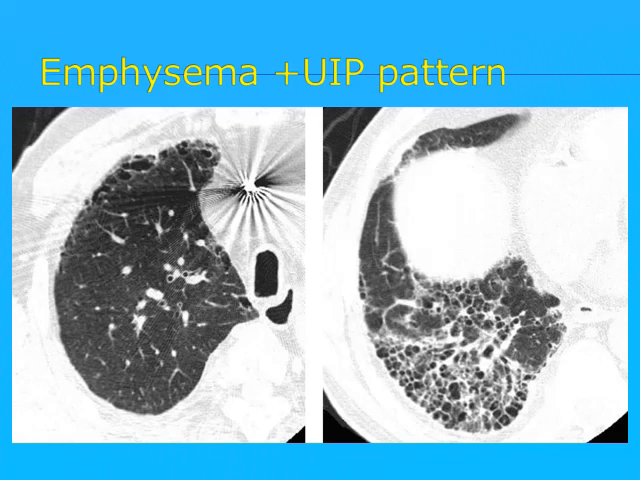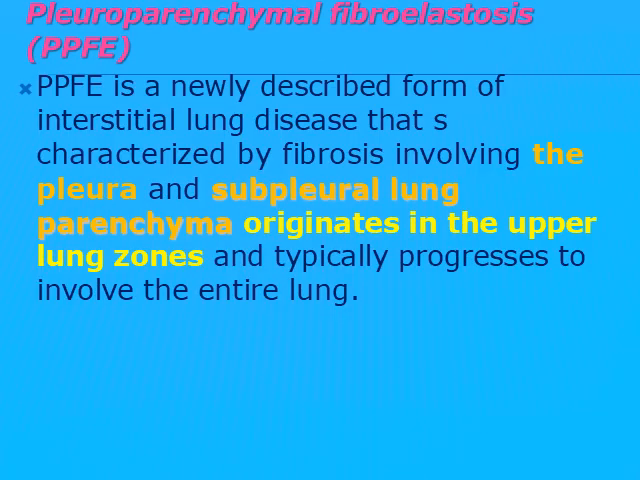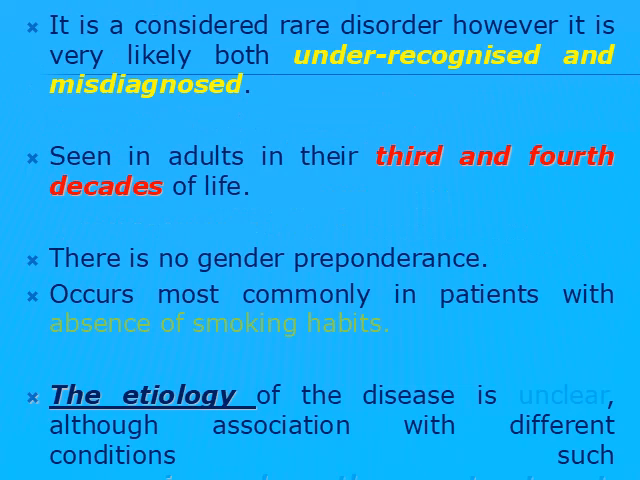Again, the lower lobes show honeycombing, the upper lobes show paraseptal emphysema. Pleuroparenchymatous fibroelastosis is composed of fibrosis involving the pleura and the subpleural lung parenchyma, usually at the lung apices, and typically progresses to involve the entire lung. Okay, so location-wise, it is in the apices of the lung. It starts in the pleura and infiltrates the upper lobes.